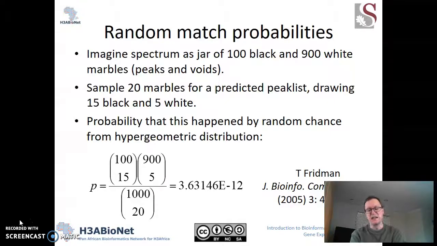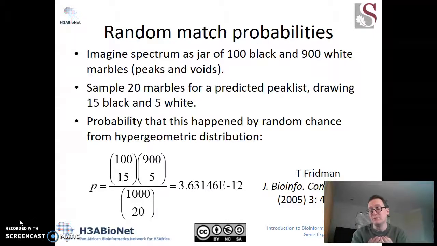In my hand, I had 15 black marbles and 5 white marbles. Now we can ask, is that likely to have happened by random chance alone? The hypergeometric distribution lets us compute the probability of that particular number of black versus white marbles in our sample, in our hands, those that associate with the sequence. And in this case, you see that it is an astronomically small probability.